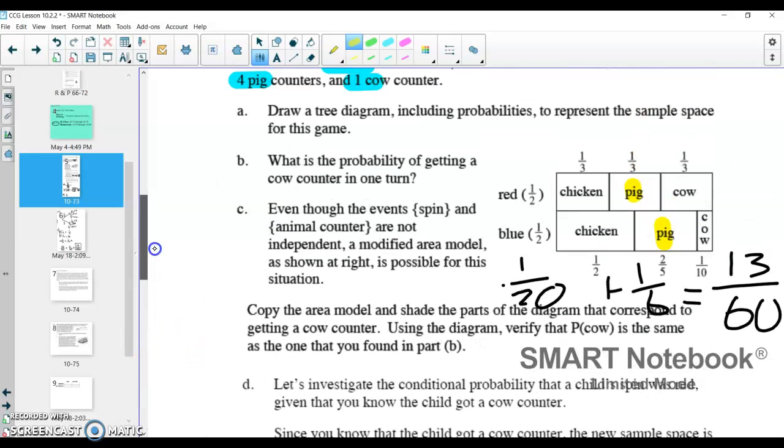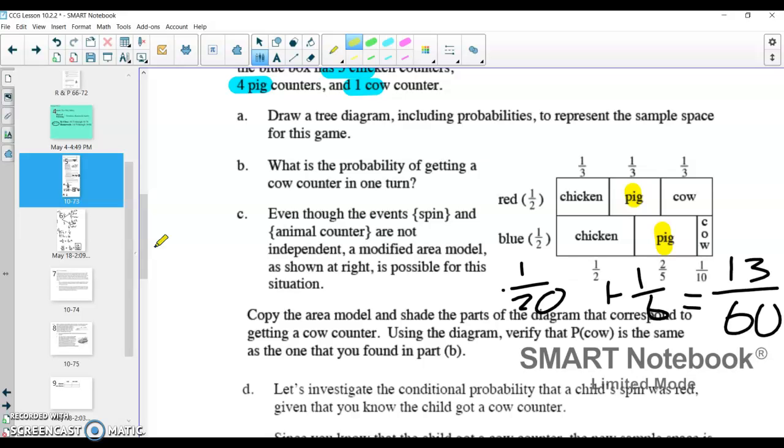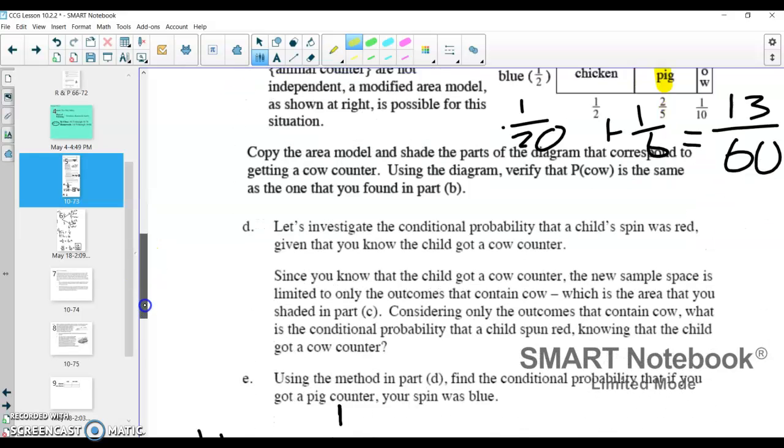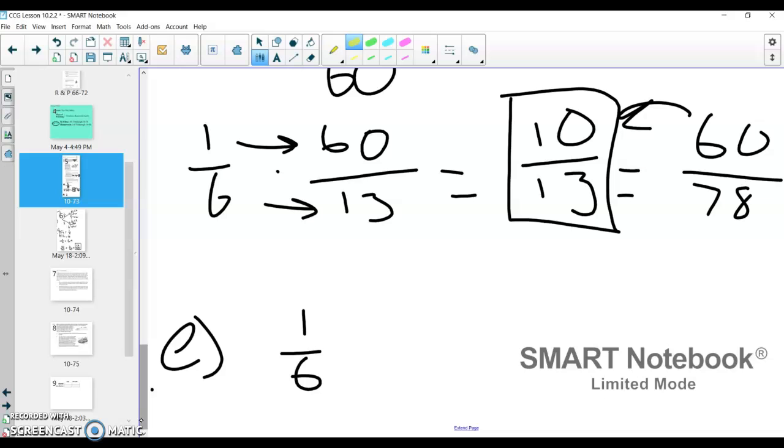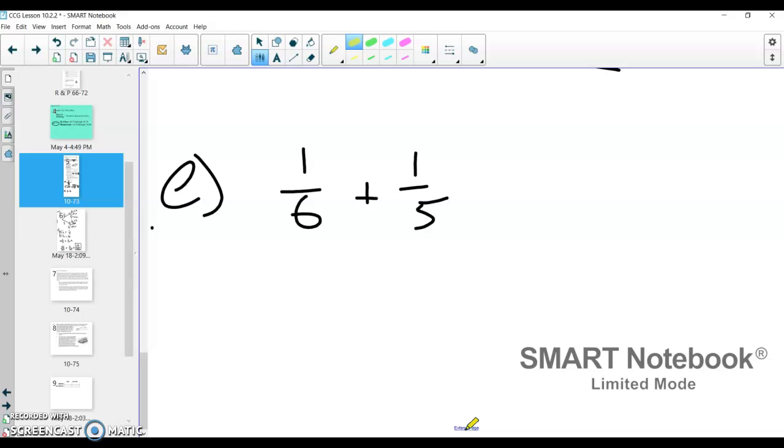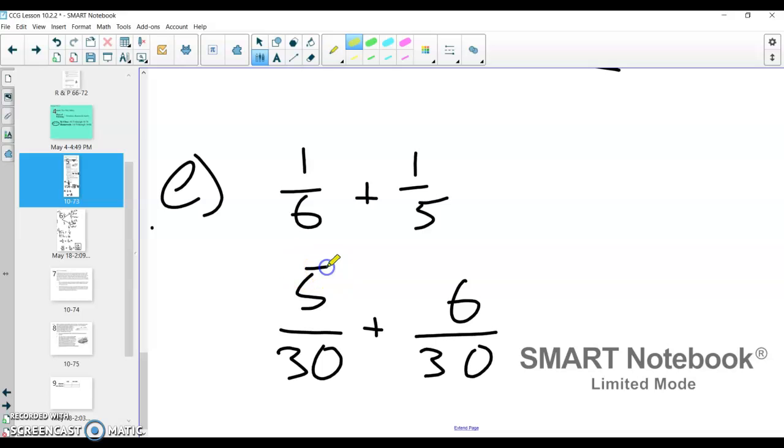And 1/2 times 2/5 from blue pig, so 1/2 times 2/5 is 2/10, which reduces down to 1/5. So 1/6 plus 1/5 is your total chance of getting a pig. With common denominators, I believe our common denominator is going to be 30 here. This is going to be 6/30ths, this is going to be 5/30ths, which makes this 11/30ths. And that's going to be our denominator because that is your total probability of getting a pig.